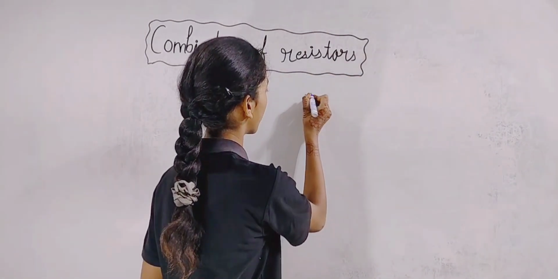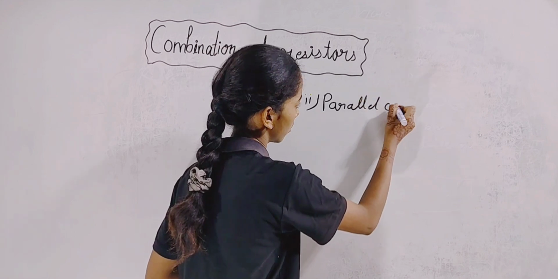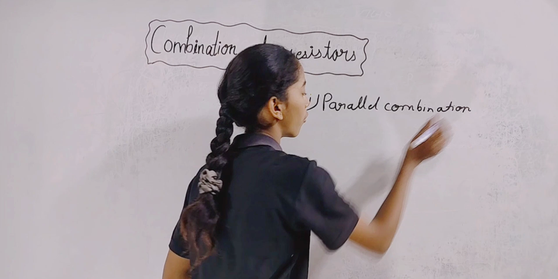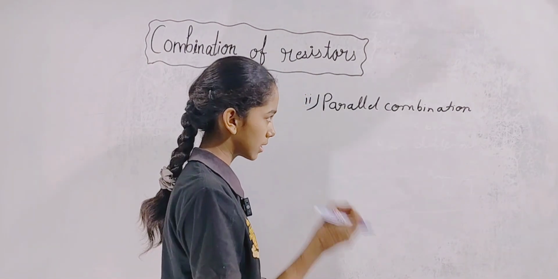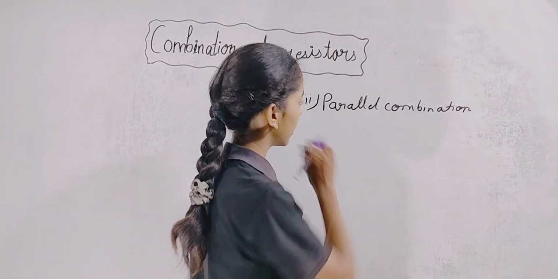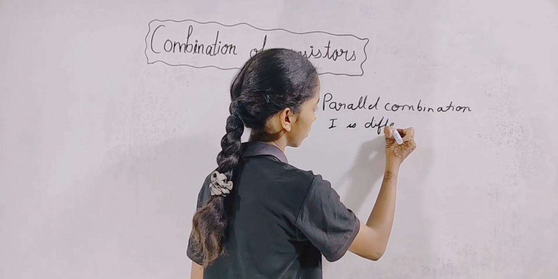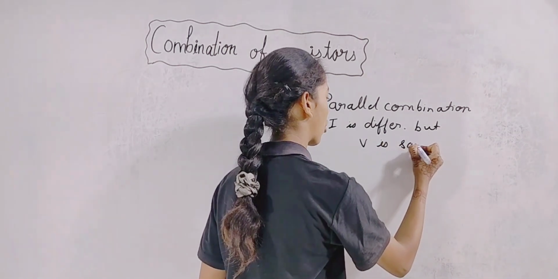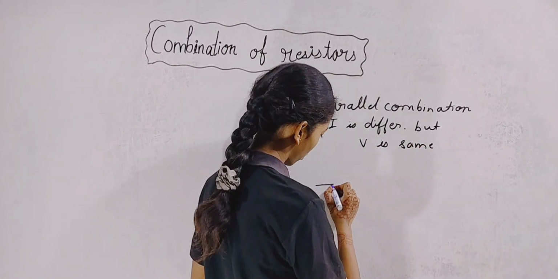The second type is parallel combination. So what will happen here? If we connect the resistors in parallel combination, keep in mind that in parallel combination current is different but potential is same, voltage is same. What does it mean? Let me draw a diagram here.